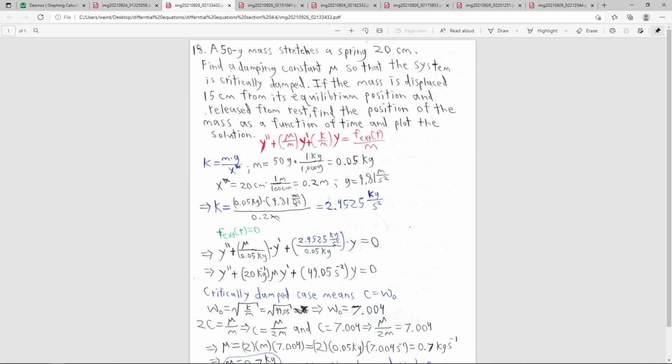Same equation as before. We've looked at that before. We knew K equals mg divided by x star. X star is the equilibrium position, how far it's stretched naturally, which is given as 20 centimeters here. You divide by 100, it's just 0.2 meters. G always equals 9.81 meters per second squared. Mass is equal to 50 grams divided by 1,000 grams per 1 kilogram, so we get 0.05 kilograms.